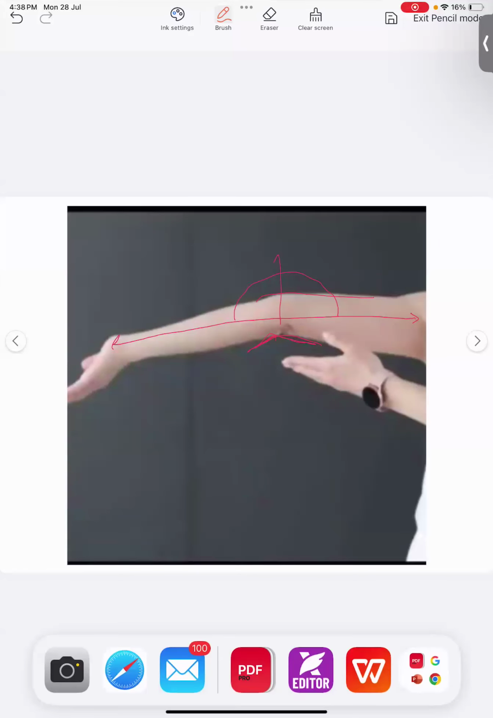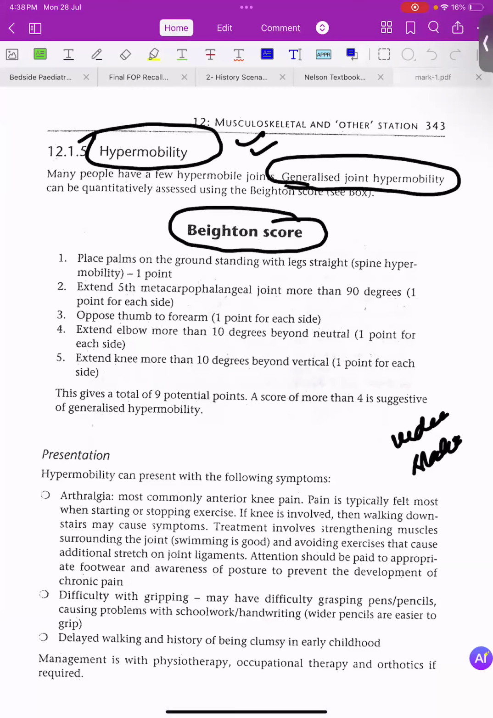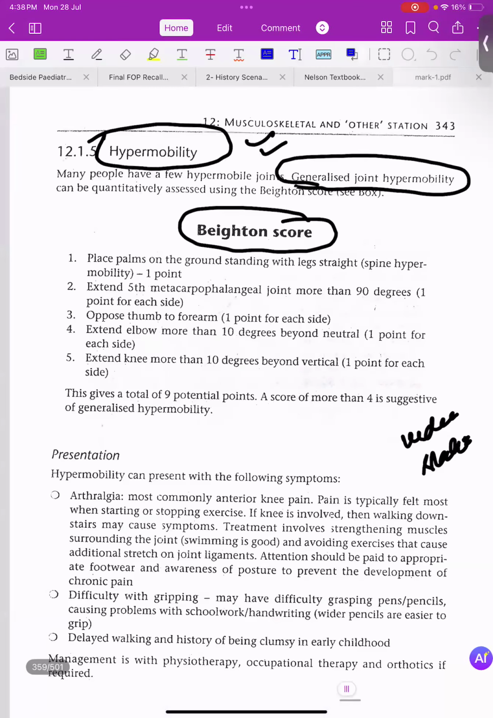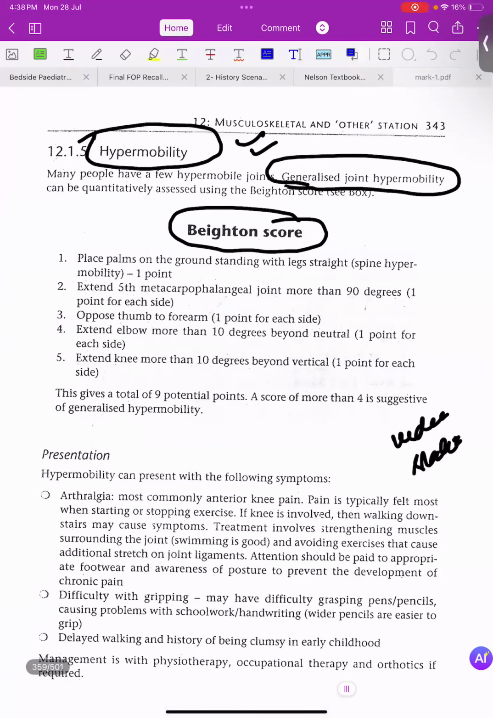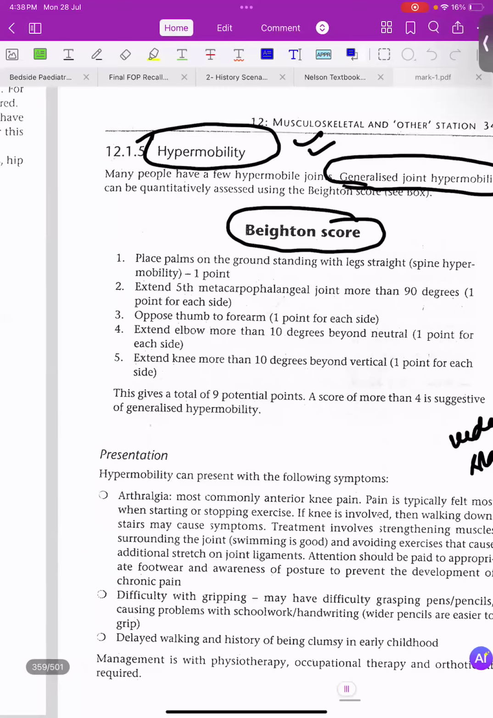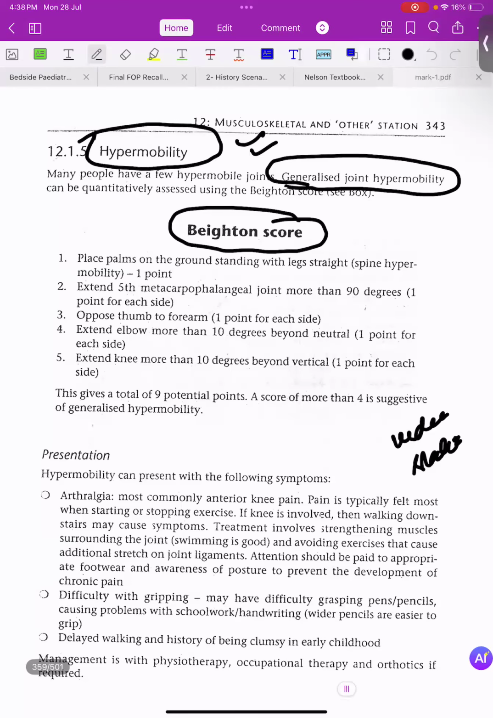This is one of the favorite questions of the MRCPCH exam. You must know what the Beighton score is, and you should apply this Beighton score on your patient. Now see here, place palms on the ground, standing with the legs straight. This is a very important point, with the legs straight. Put your palms on the ground. Yes, that is normal. But if you do not tell your patient to keep the legs straight, this is basically the point to see whether hypermobility is present or not.